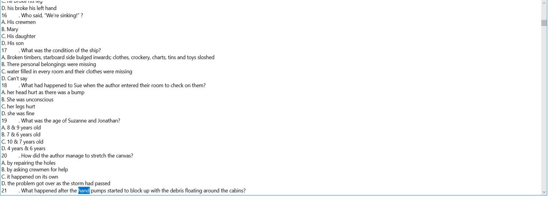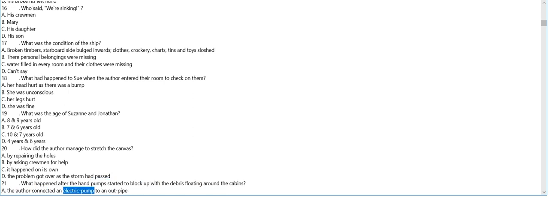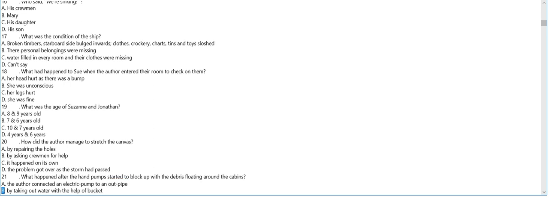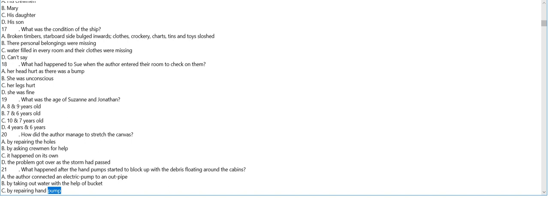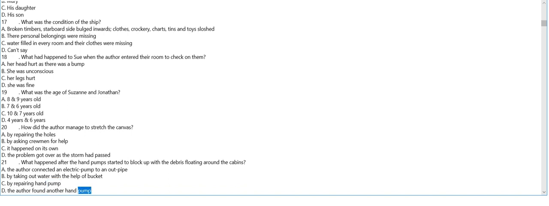21. What happened after the hand pump started to block up with the debris floating around the cabins? A. The author connected an electric pump to an out pipe. B. By taking out water with the help of bucket. C. By repairing hand pump. D. The author found another hand pump.